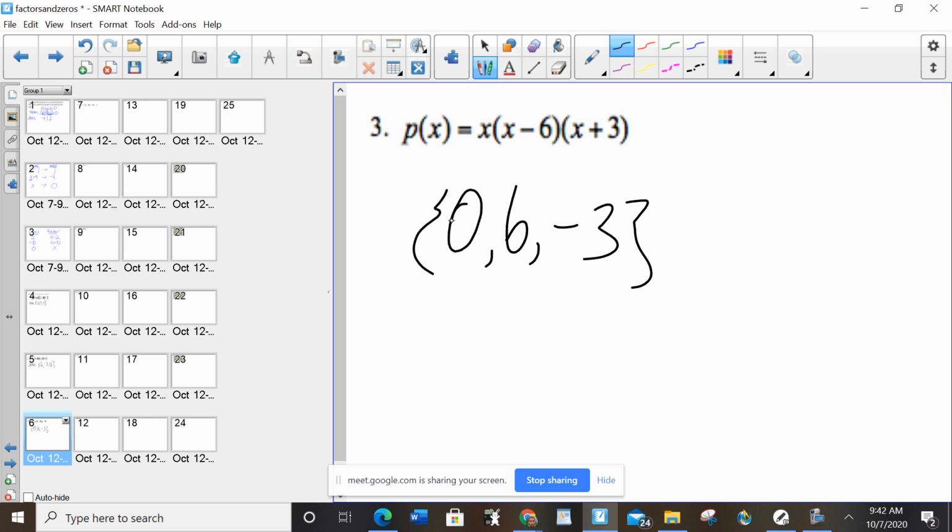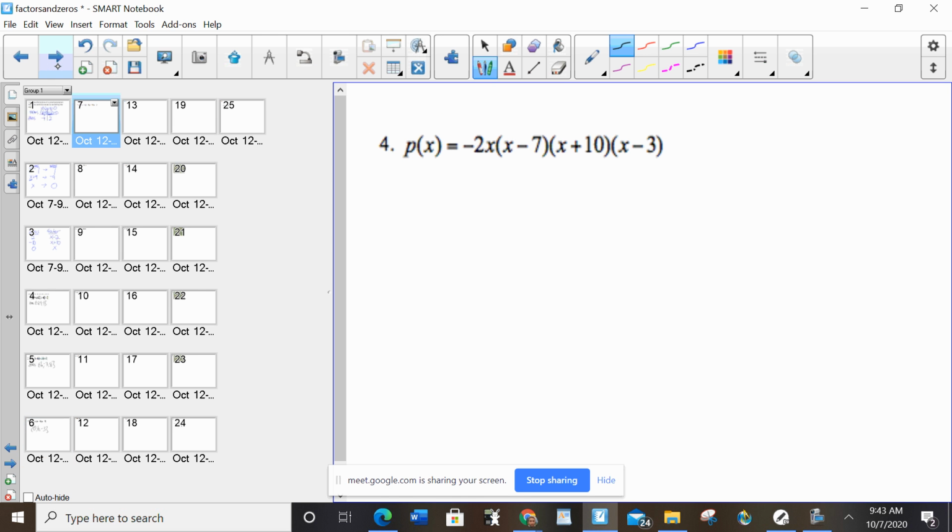Now, constant terms do not affect the zeros. So in number 4, we have that -2 in front of the x. Basically, the number in front will affect how high and how low the graph goes, and it will affect the shape. If it's positive, it's going to open up. If it's negative, it's going to open down. But that -2 has nothing to do with the zeros. It does not affect the zeros at all.